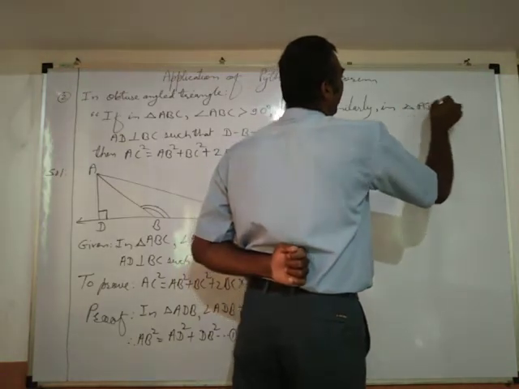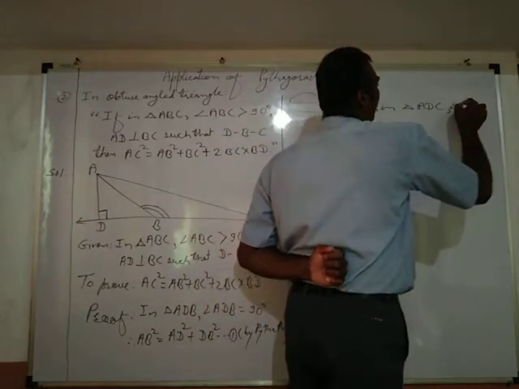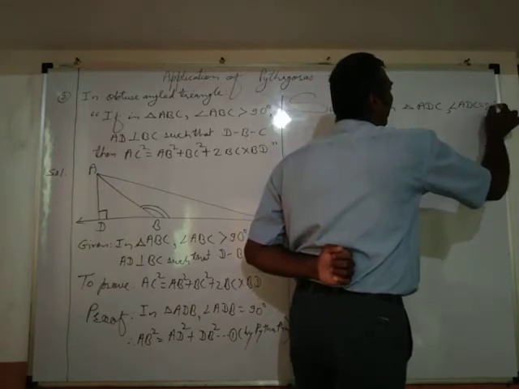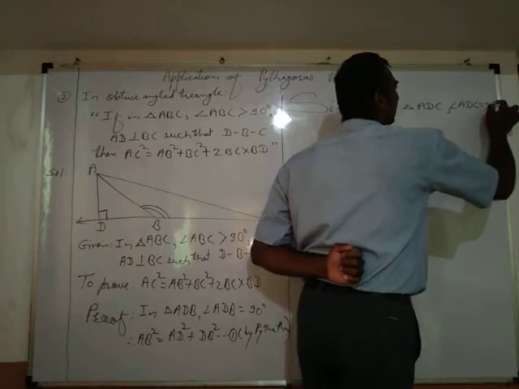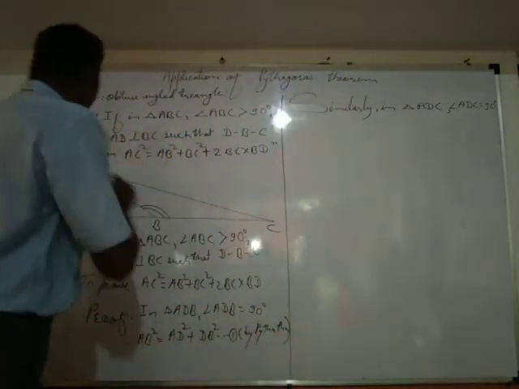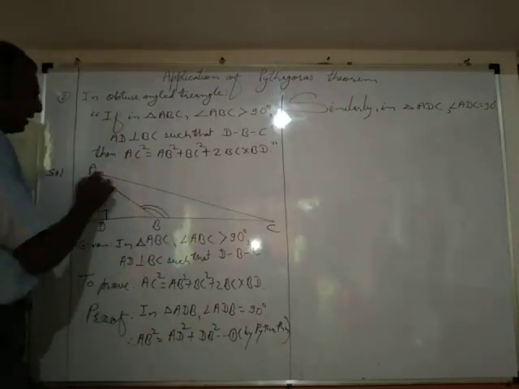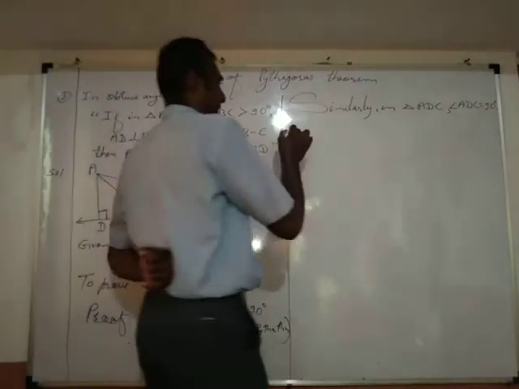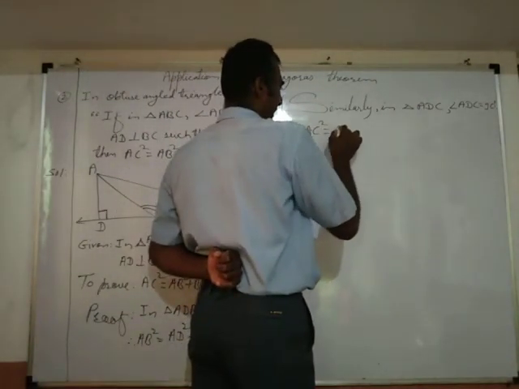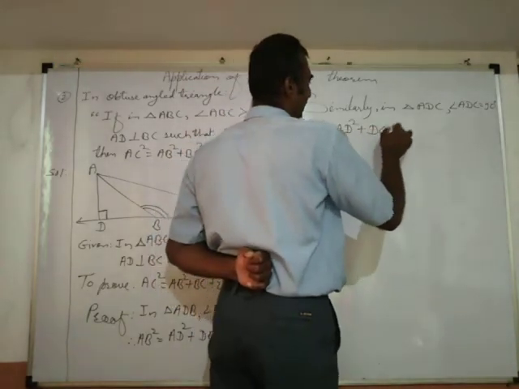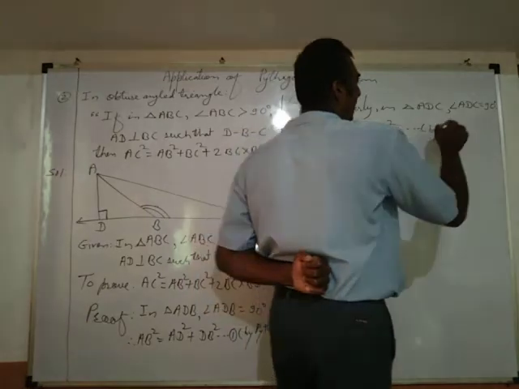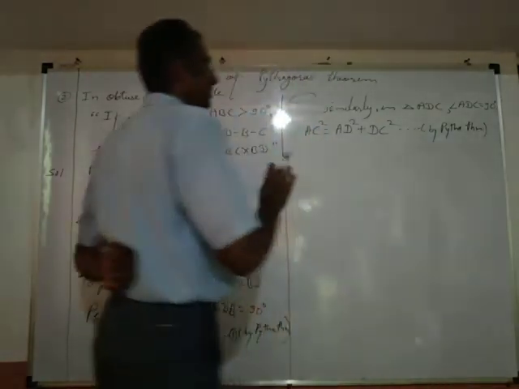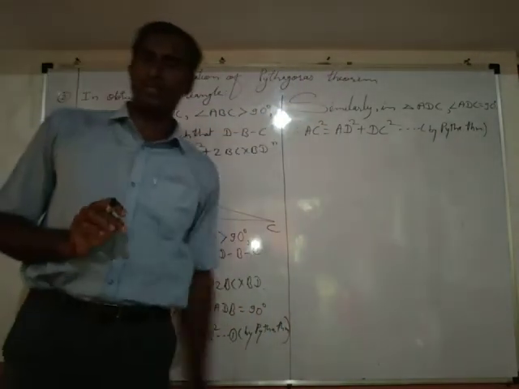Okay. Similarly, in triangle ADC, angle ADC equals 90 degrees and therefore AC is the hypotenuse. AD and DC are the remaining sides. Therefore, AC square equals AD square plus DC square by Pythagoras theorem. Okay, we have a result AC square equals AD square plus DC square.